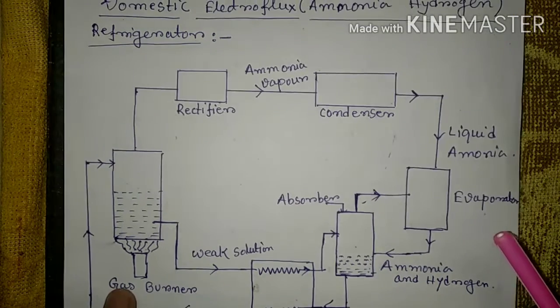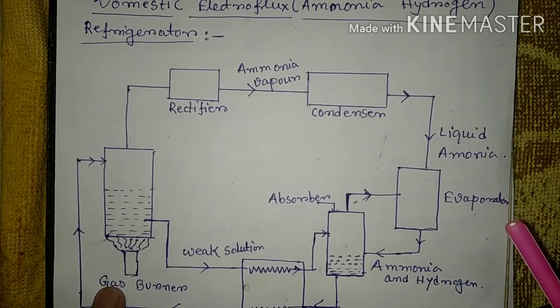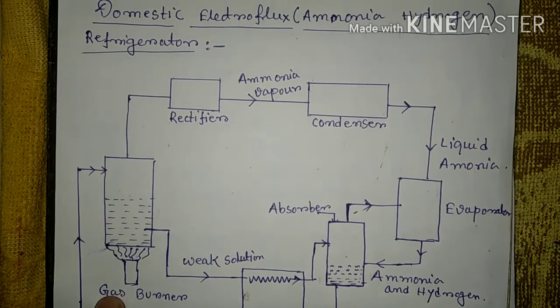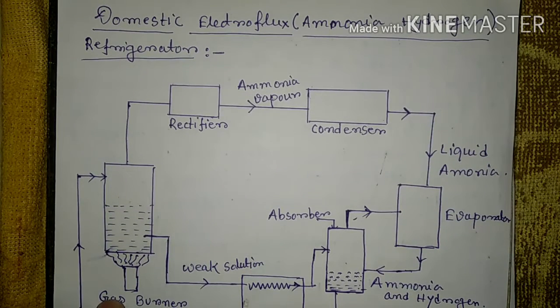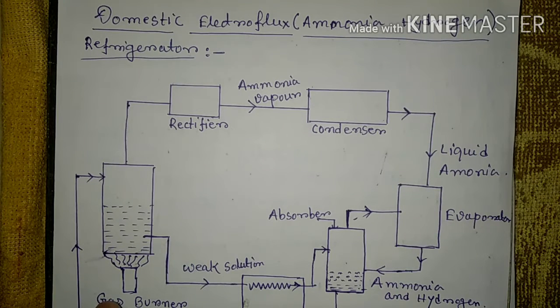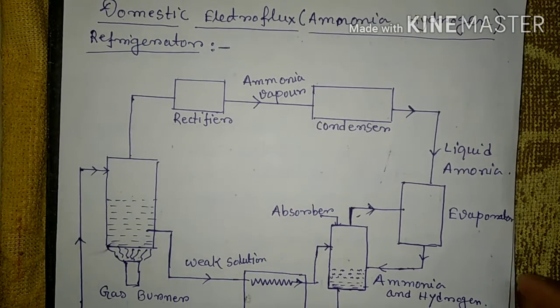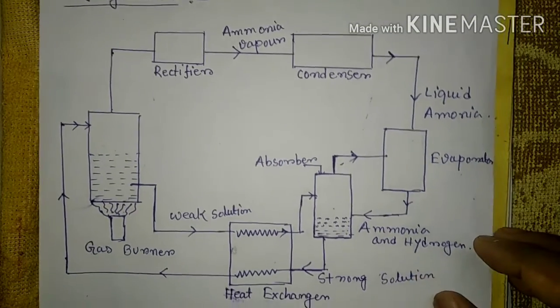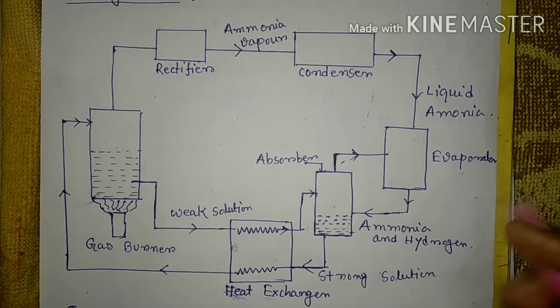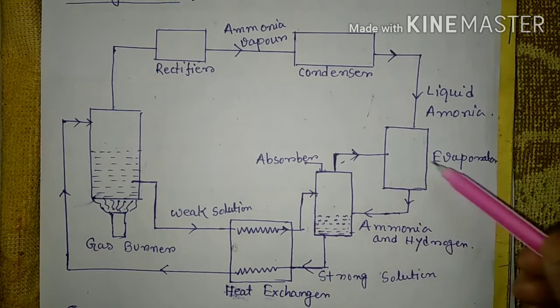Today we'll discuss the domestic Electrolux refrigerator, which usually works on a VAR cycle, basically vapor absorption refrigeration. As we know, there are two types of refrigeration cycle, VCR and VAR. The domestic Electrolux refrigerator is one type of VAR cycle. So this is the block diagram of the domestic Electrolux refrigerator.